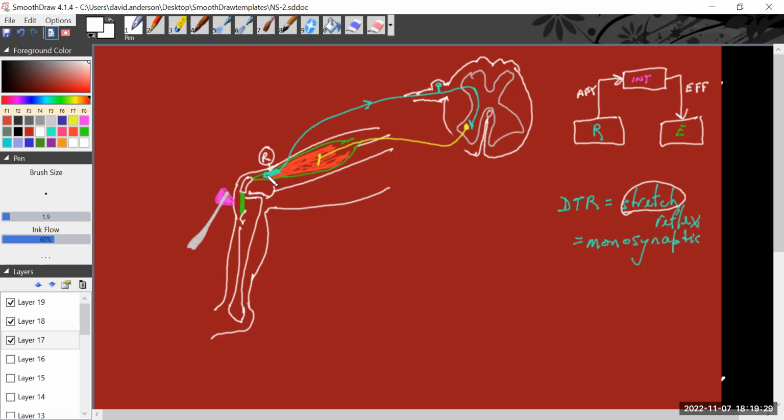Okay, and then what is our afferent pathway? That's pretty straightforward, right? That's this one. And where's integration?